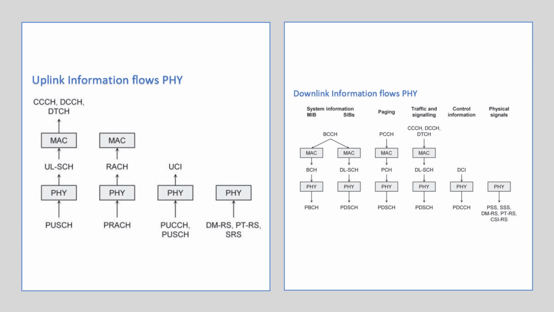So basically, for the channels and signals we discussed in the previous couple of slides, here we have mainly discussed all the information flow for both uplink and downlink. So this basically concludes our air interface 5G protocols.